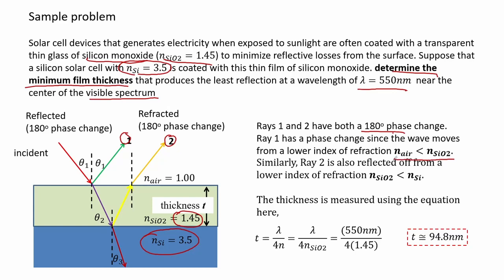Ray 2 has a phase shift since it moves again from high to low index of refraction, or ray 2 moves from silicon dioxide to silicon. The thickness is then determined by using the equation here, and we get that the thickness of the silicon dioxide is about 94.8 nanometers.